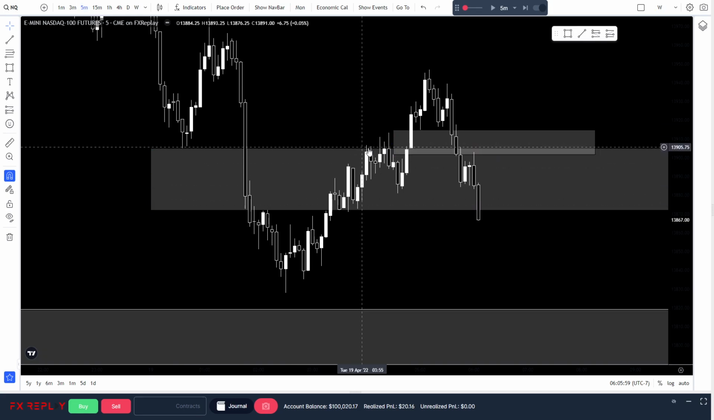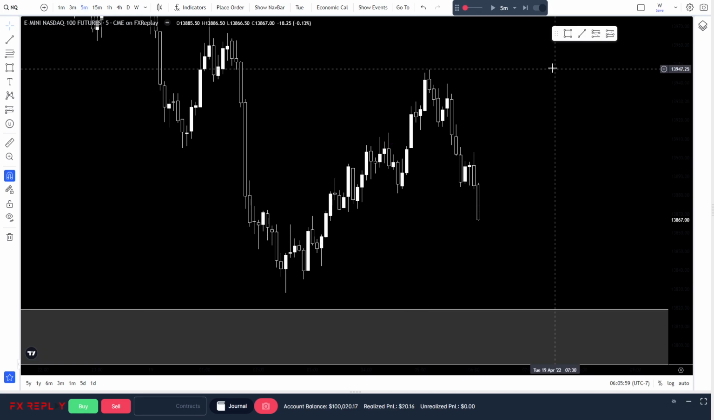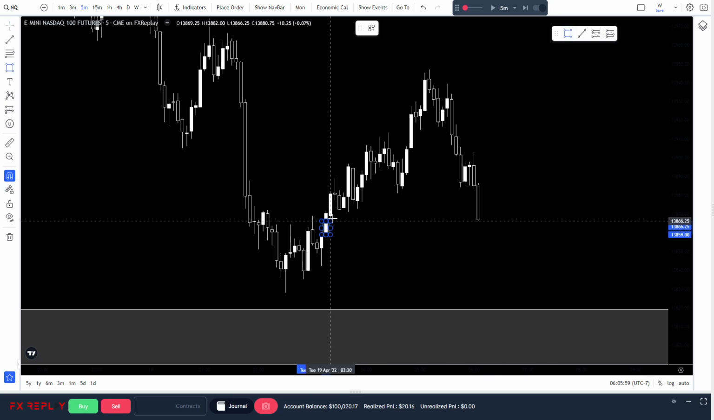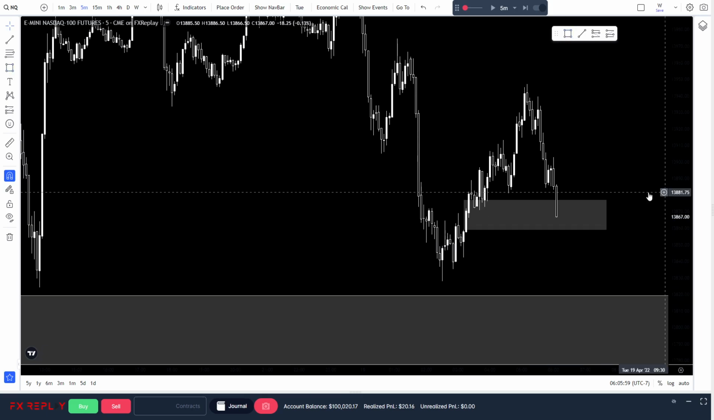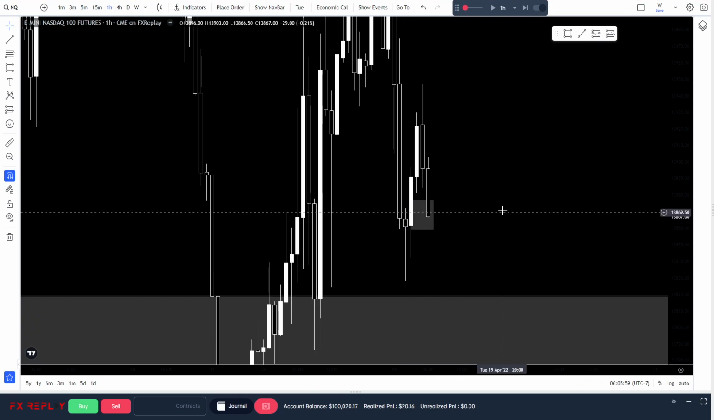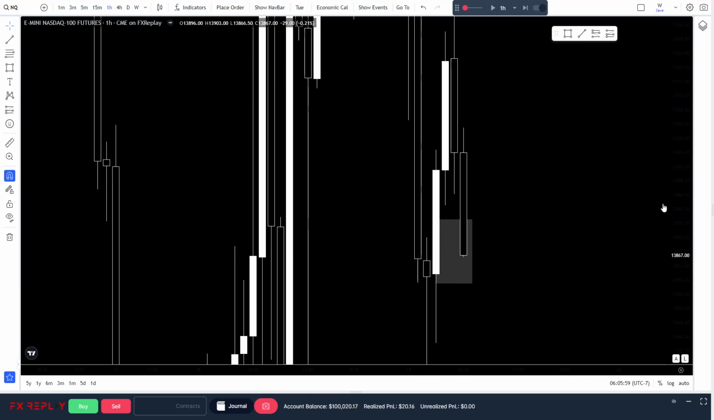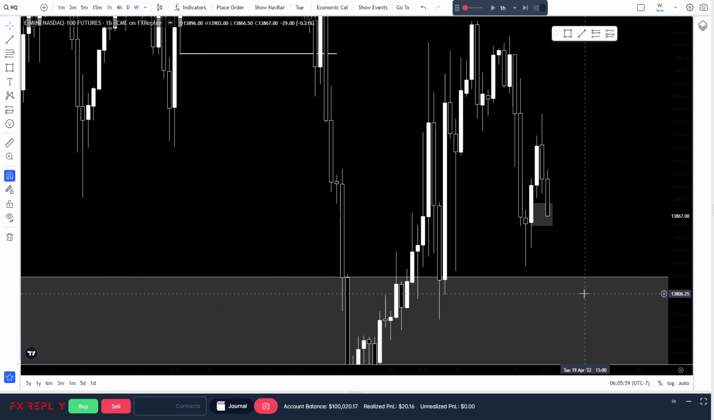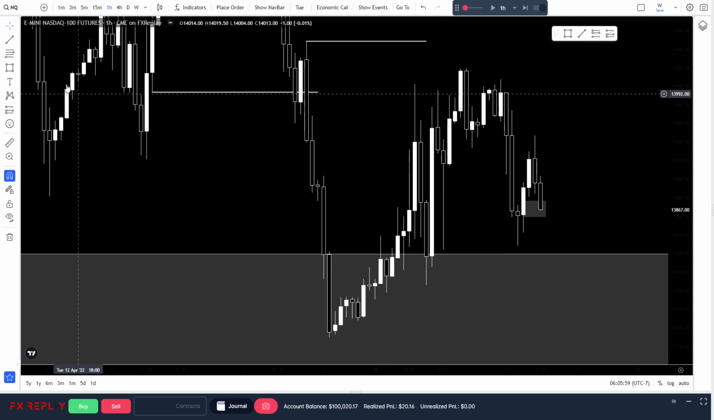Okay, there's a couple 5 minutes here. We also have the 1 hour, right? Because if the 1 hour inverses to the downside here, are we going to be bullish? Definitely not, right?